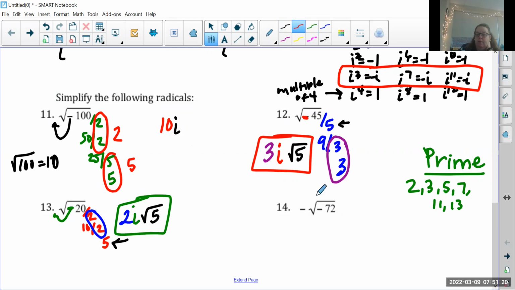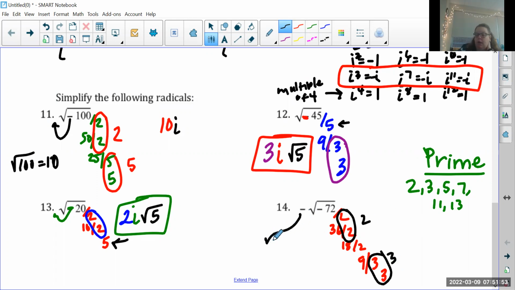And then negative 72 is even, so I'm going to start with 2. I get 36. That's also even, so I'm going to get 18. That's also even, so I'm going to divide by 2 and get 9. 9 is not even, so I need to find a different number. There we go, 9. Divide by 3 and I get 3. Don't forget that last 3. So these two 2s can buddy up, and it can only be groups of 2. And these 3s can buddy up. So 2 and 3 both get out. And I multiply them. So the 6 gets out.